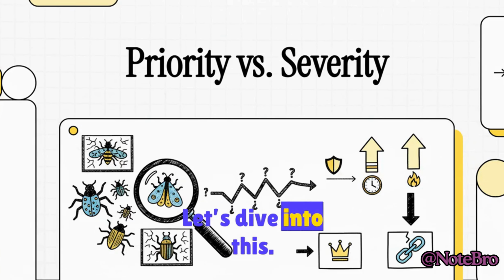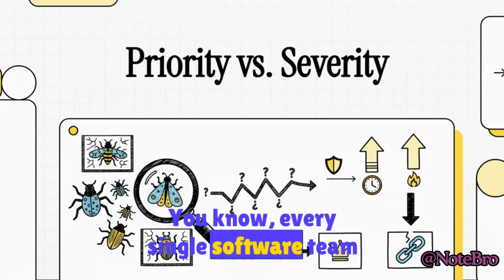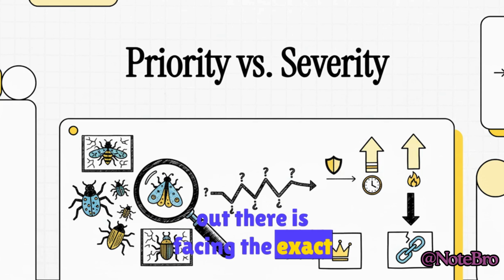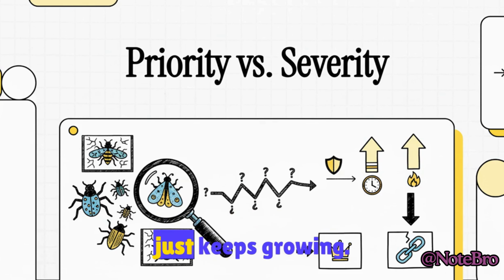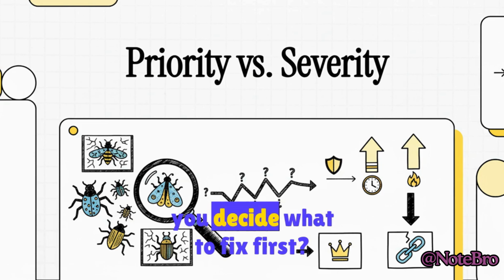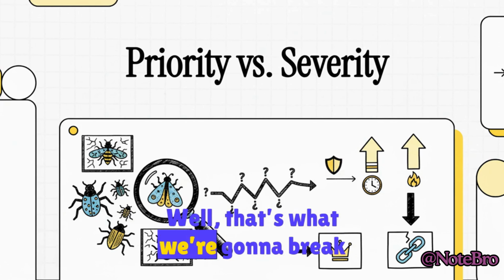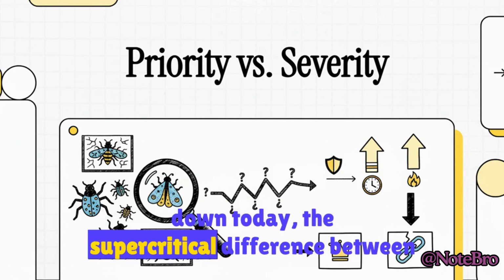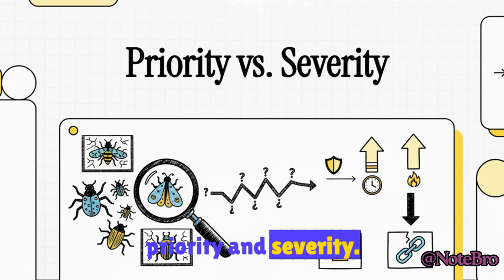Okay, let's dive into this. Every single software team out there is facing the exact same challenge: a bug list that just keeps growing. It's this constant battle, right? But how in the world do you decide what to fix first? Well, that's what we're going to break down today, the super critical difference between priority and severity.